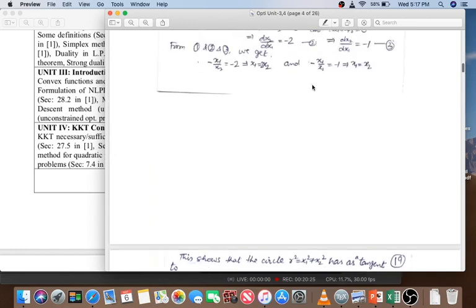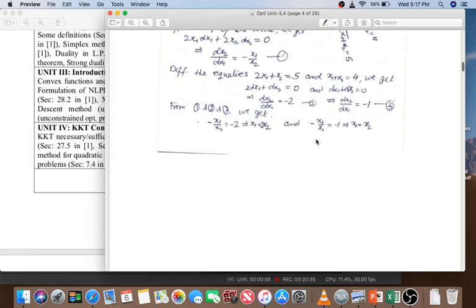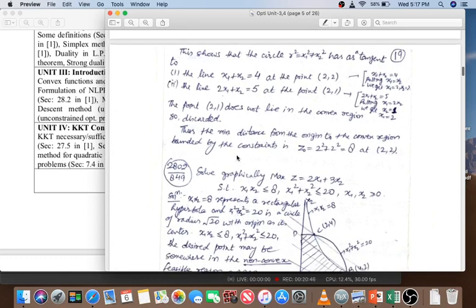and you can see that (2, 1) does not lie in the convex region. (2, 1) is not lying here. This is the point (0, 4), this is the point (4, 0). So (2, 1) does not lie on the convex region, so discard it. It means the only point which lies in the convex region is (2, 2), and so we got the minimum distance, which is 8 at (2, 2).